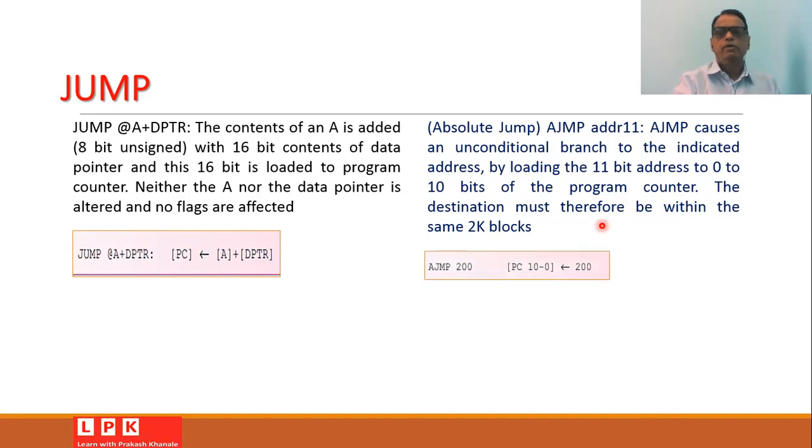So for example, when we write the instruction AJMP 200, then this content will be transferred to the bits of the program counter from 0 to 10, and the most significant bits of the program counter will remain as they are.